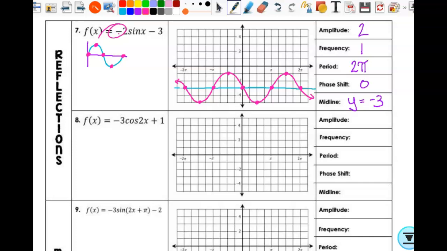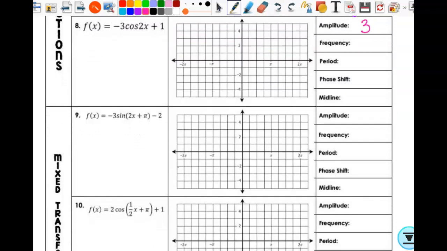All right, on number 8, do I need to factor? No, right? Because I'll just need to factor out if I had something that was with the b there. So what's the amplitude? 3. What's the frequency? 2. So the period is pi. Good. Do I have a phase shift? No. And my midline is y equals 1. All right, so this is cosine.